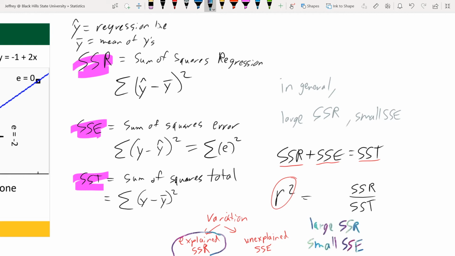So that's in general why we want r squared to be closer to 1 than we do to 0, because we want SSR to be bigger on the numerator.